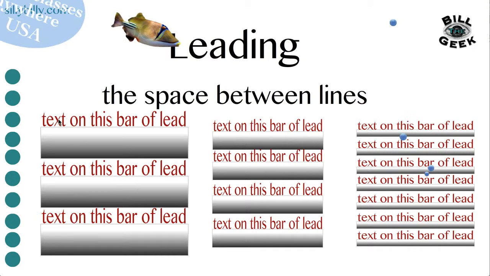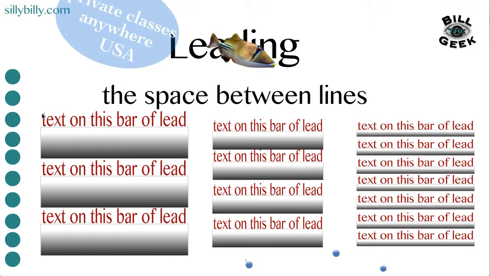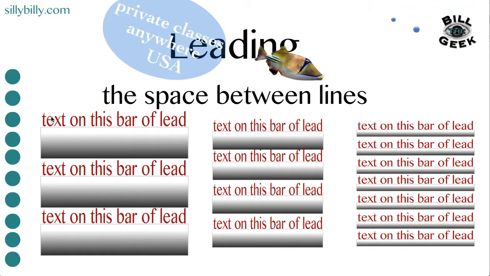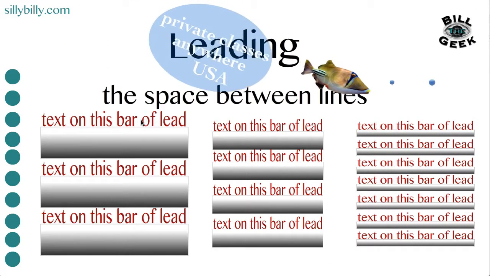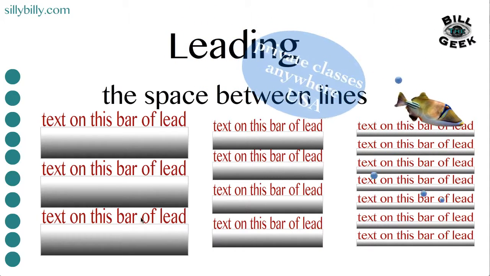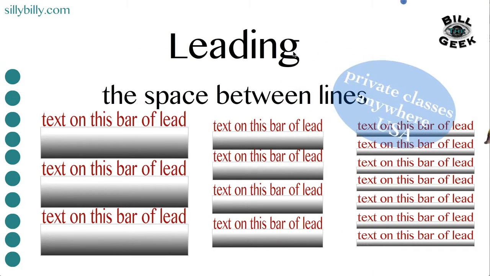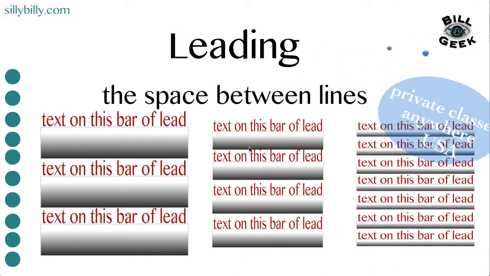So what they would do is they would get a bar of lead right here, and they would put the T on the bar of lead, the E on the bar of lead, etc. Then they would get another bar of lead, put the text on there, another bar of lead, thus the term leading. And the thicker the bar, the more space between lines. Look, see, skinnier bar, that is leading.